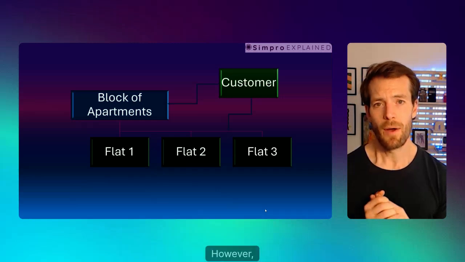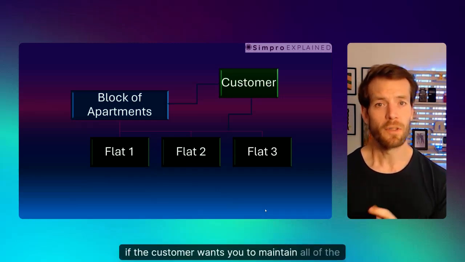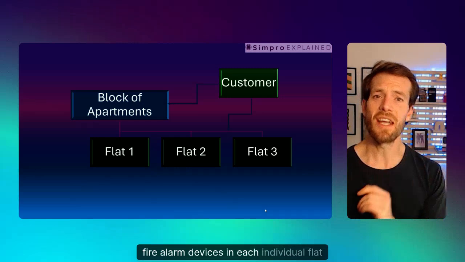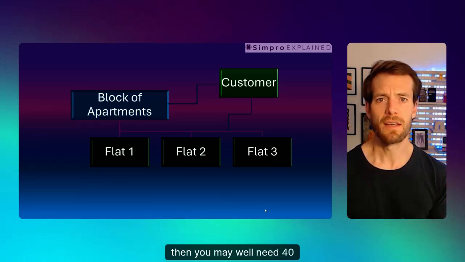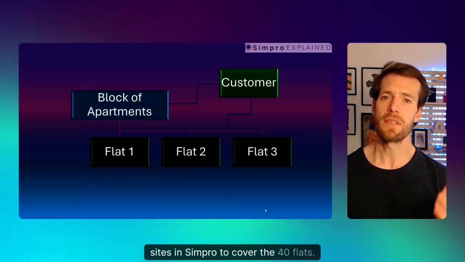because the gates and barriers cover just the block of apartments and a single site is fine, right? However, if the customer wants you to maintain all of the fire alarm devices in each individual flat throughout that building, then you may well need 40 sites in Simpro to cover the 40 flats.